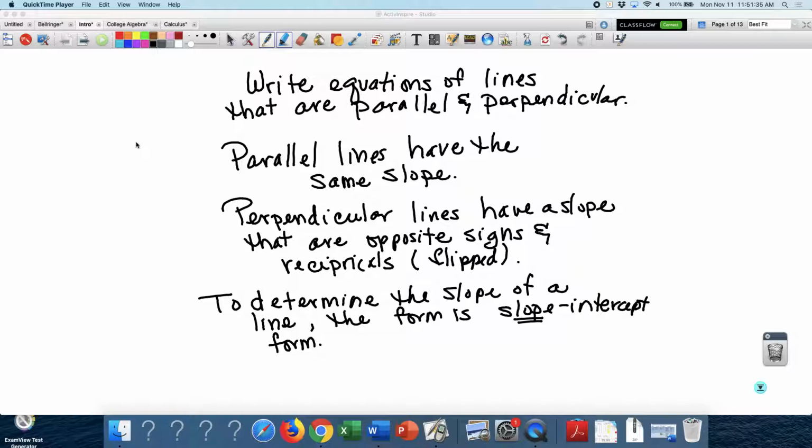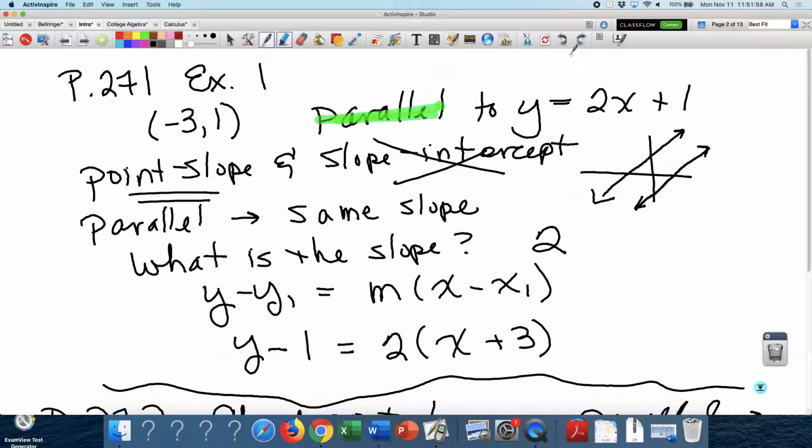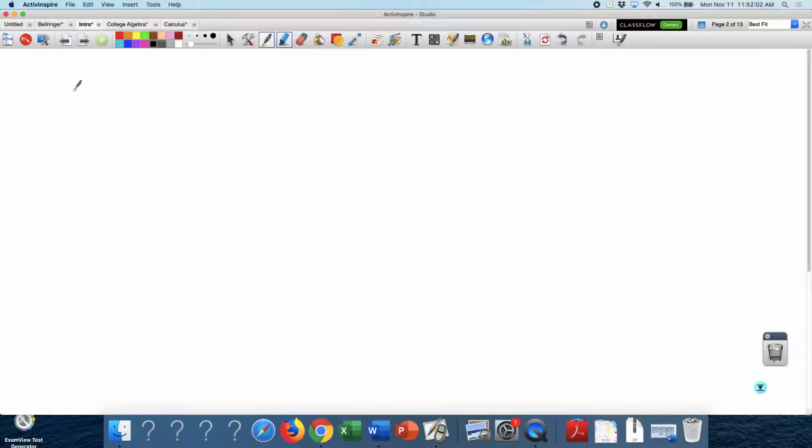Okay, so we're going to write equations of lines that are parallel and perpendicular. Parallel lines have the same slope. For perpendicular lines, you take the slope, make it opposite in sign, and flip it. And in order to get the slope of the equation that you need to write from, it's got to be in slope-intercept form. So we'll talk about that in a little bit. Okay, turn to page 271 in your book.